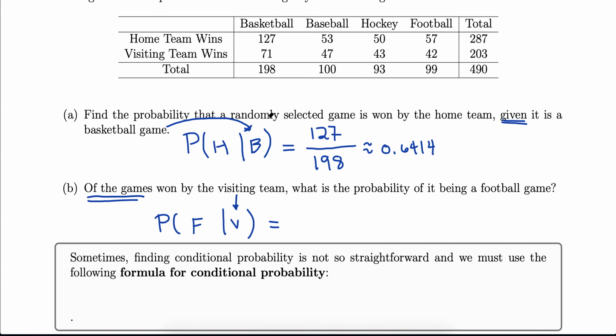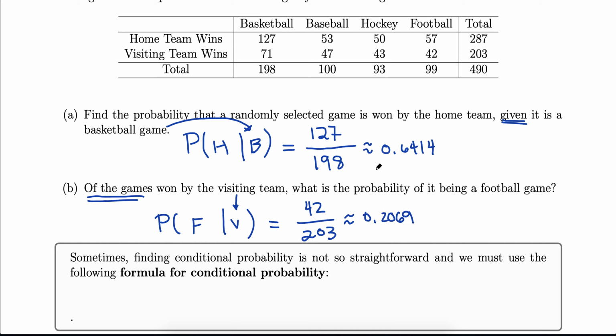So same thing, looking at our data table, I'm narrowing the sample space from all 490 just down to those won by the visiting team. So looking across at the visiting team, we have 203 games where the visiting team won. So I've narrowed my sample space down to those. And out of those 203, 42 happen to be football games. And if we work that out as a decimal, we should get something like 0.2069.